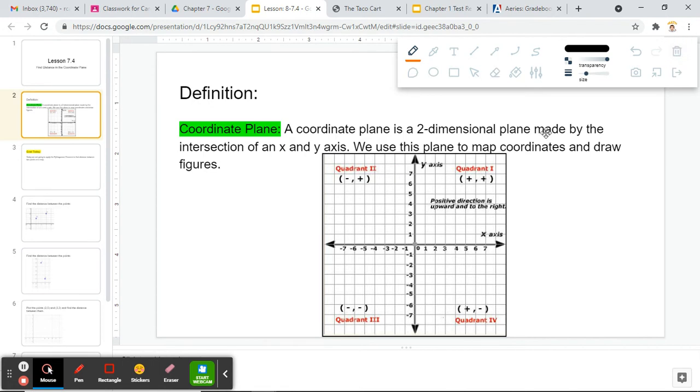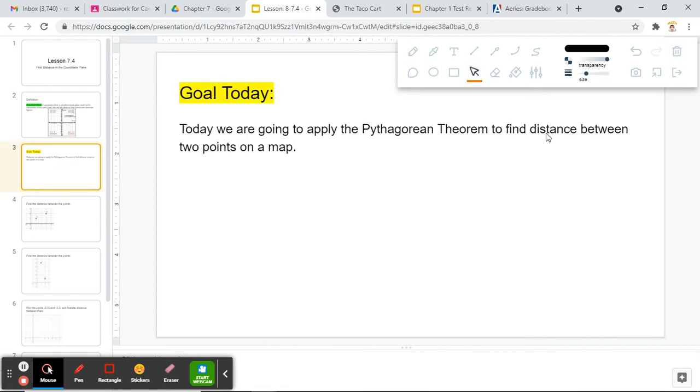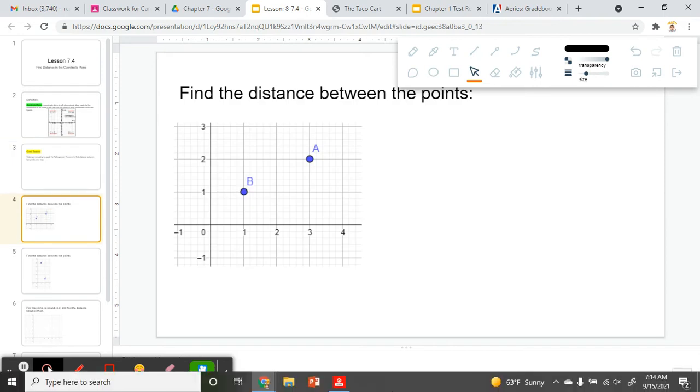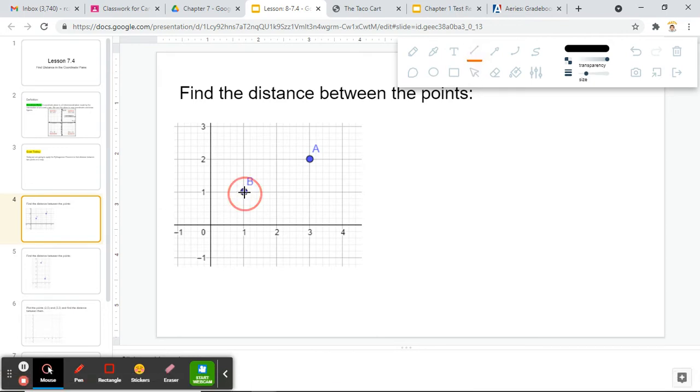All right, so our goal today is to apply the Pythagorean theorem to find the distance between 2 points on a map. Okay, so let's start with this one here. We want to find the distance between the 2 points. So how are we going to use the Pythagorean theorem here? Well, what we're basically going to do is draw ourselves a triangle connecting these points right here.